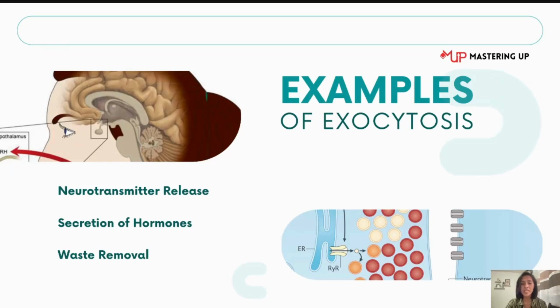The next one is secretion of hormones. Hormones like insulin are released from endocrine cells through exocytosis into the bloodstream, where they can affect distant target organs. And the last example is waste removal. Exocytosis is used by cells to expel waste products, ensuring the cell maintains homeostasis.